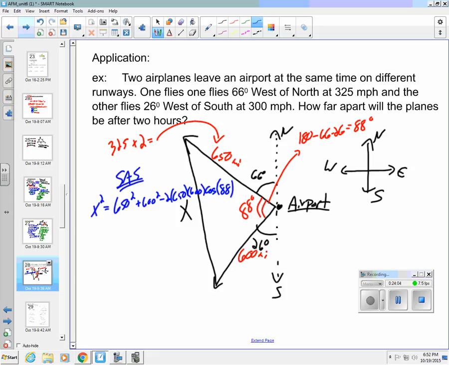If you're very good with plugging into your calculator, you could actually plug all this in one line, but we'll reduce a little bit just to make sure we don't make any mistakes. If you plug the first two in, 650 squared plus 600 squared, you get 782,500. And plugging in 2 times 650 times 600, we get 780,000.